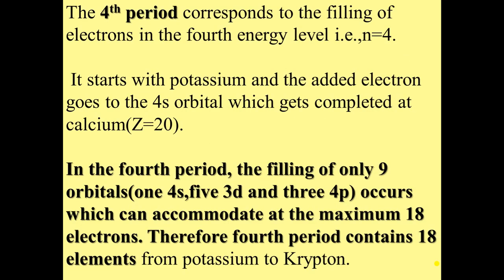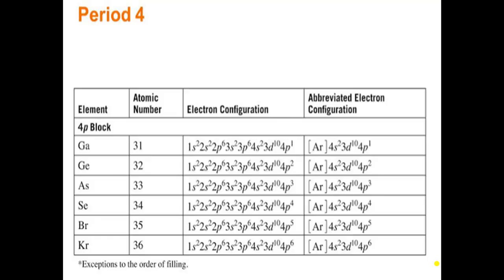The fourth period corresponds to the filling of electrons in the fourth energy level, that is n is equal to 4. So in fourth period the filling of only 9 orbitals occurs, which can accommodate at the maximum 18 electrons. Now what are those 9 orbitals? 1 4s, 5 3d and 3 4p, from potassium to krypton.